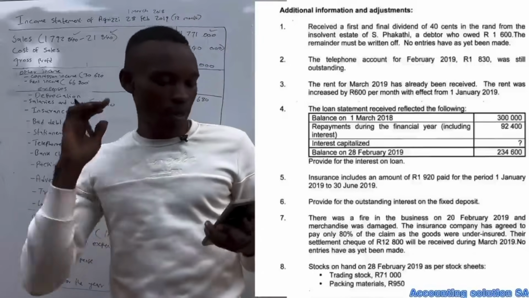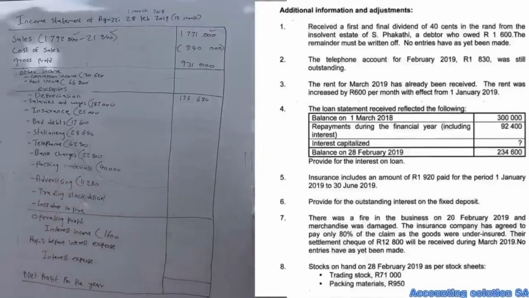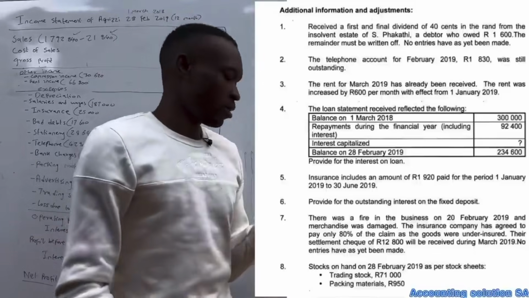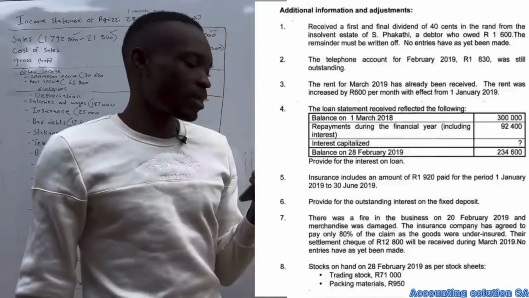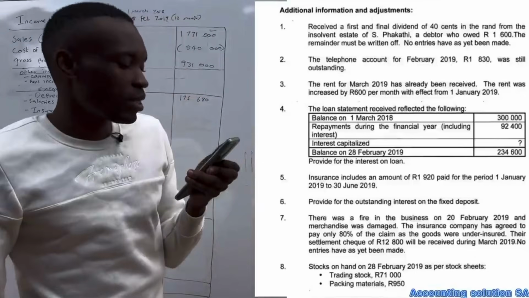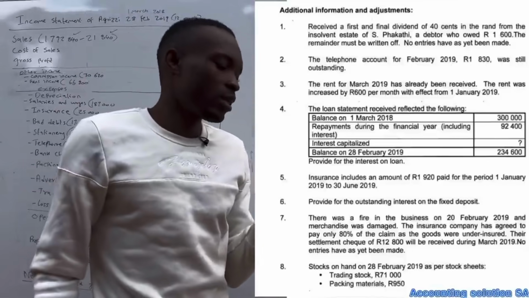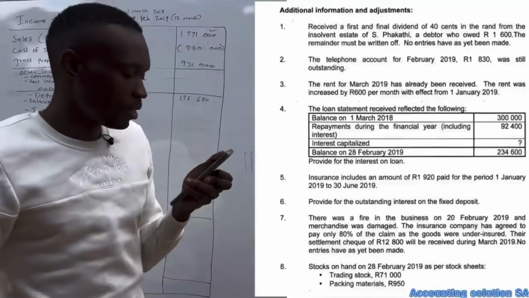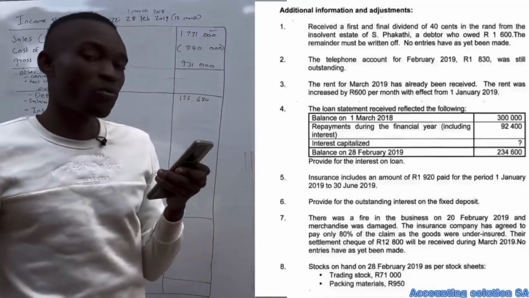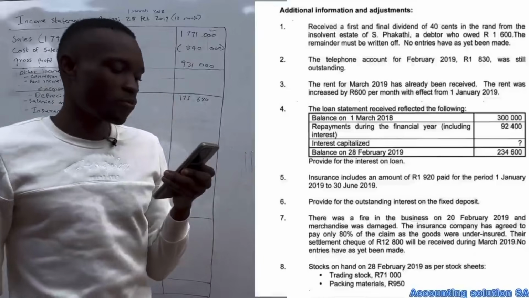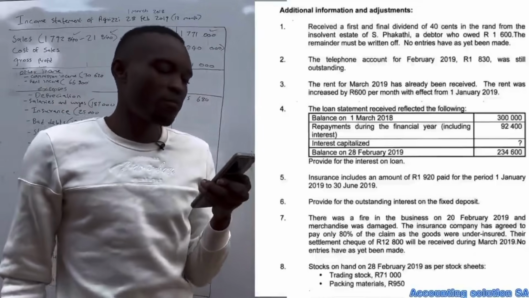In the transaction part, we are going to read additional information number 1 up to 8, adjusting them one by one. Okay, let's start by adjusting the first one. Received a first and final dividend of 40 cents in the rand from the insolvent estate of Pakati, a debtor who owed an amount of 1,600. The remainder must be written off. No entry has been made as yet.